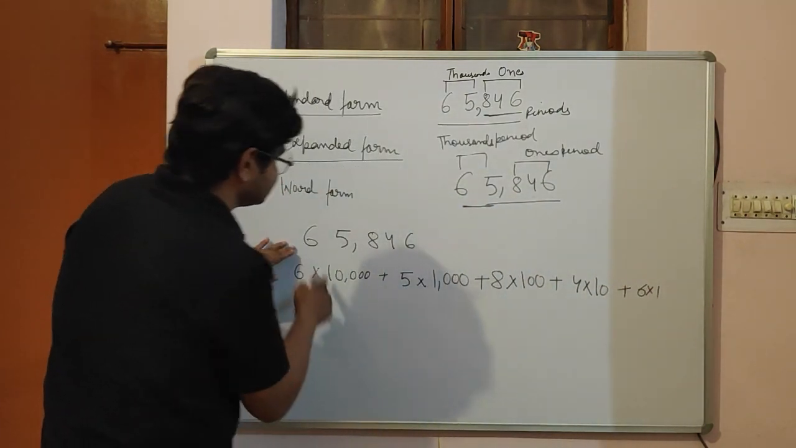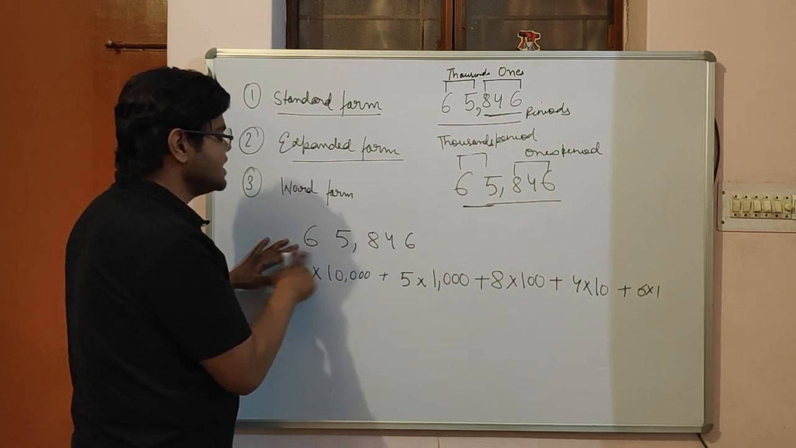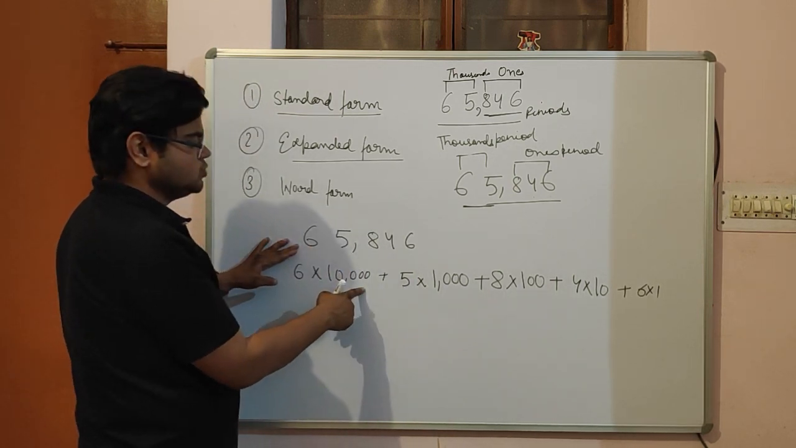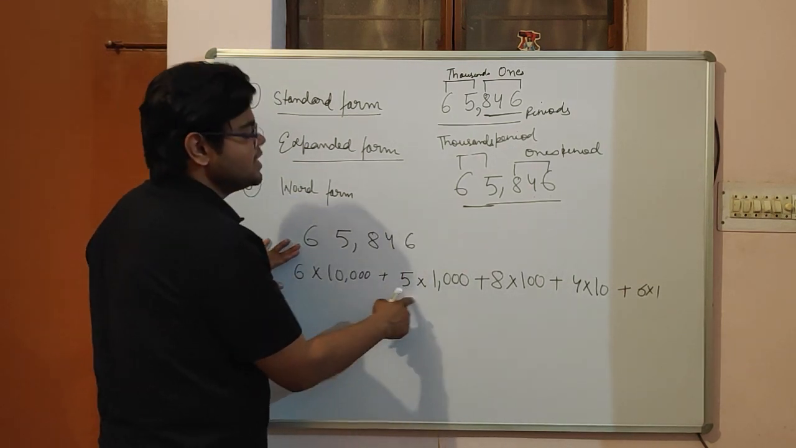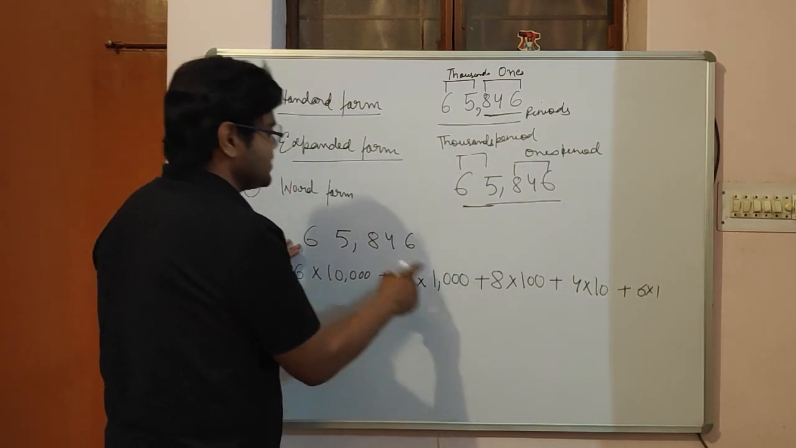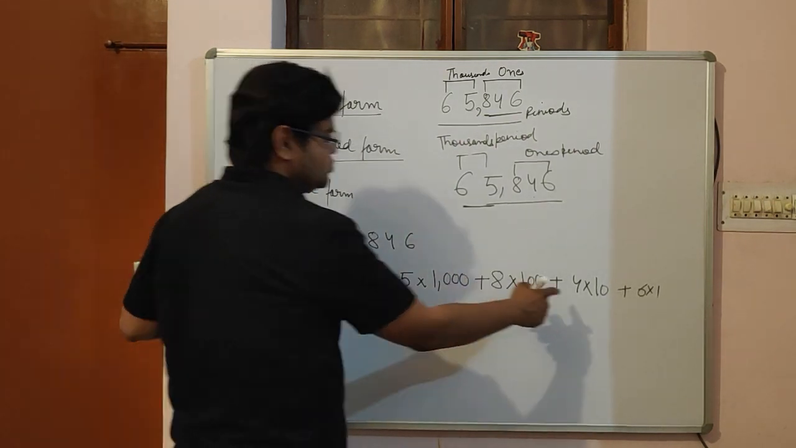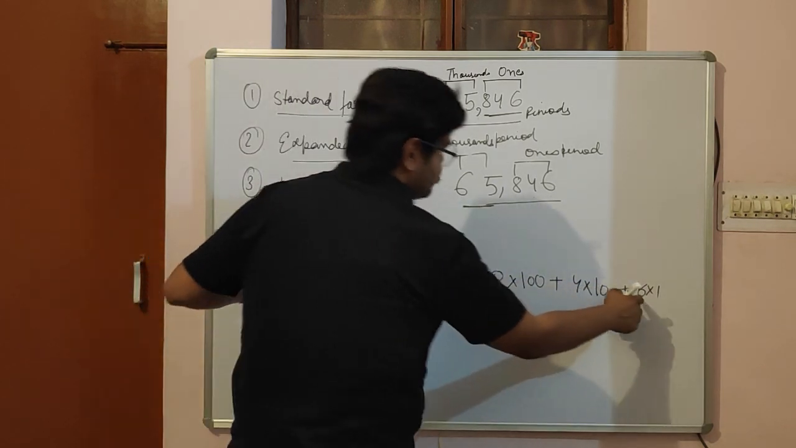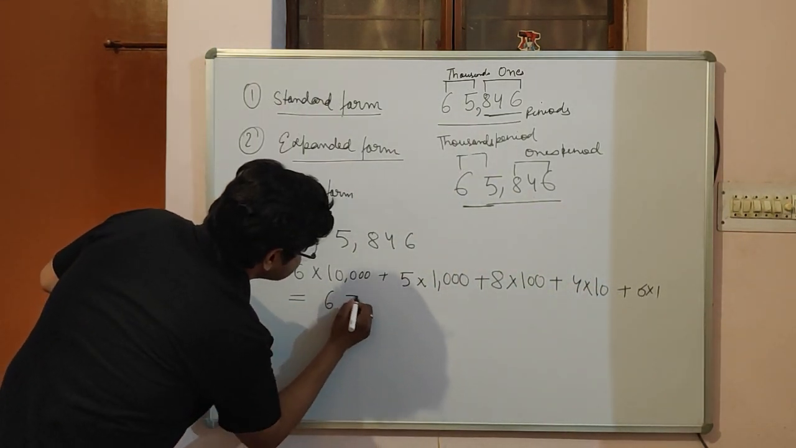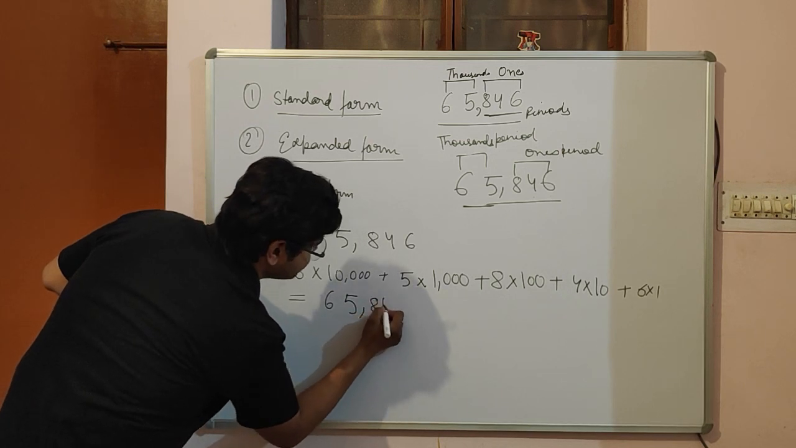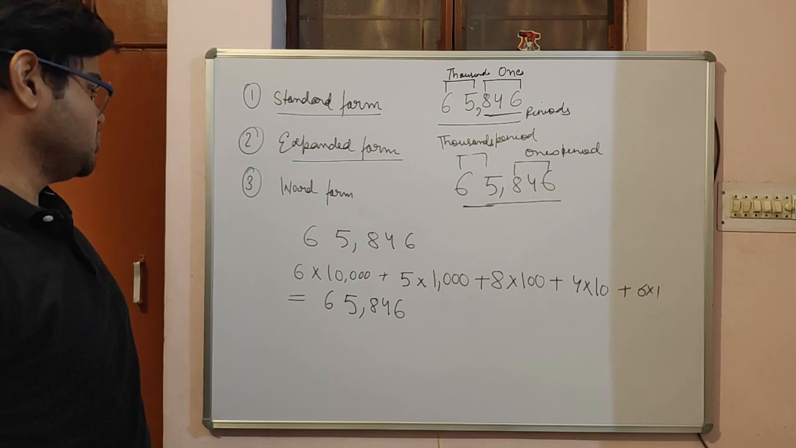So how can we write 60,000? This place is 10,000, so 6 into 10,000 is 60,000. 5 into 1,000 is 5,000. Plus 8 into 100 plus 4 into 10 plus 6 into 1. And if we add all these, we again get 65,846. So this is an example of expanded form, children.